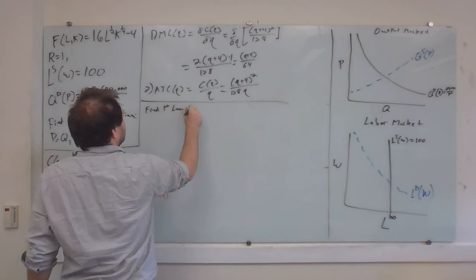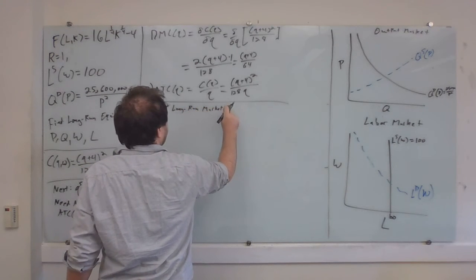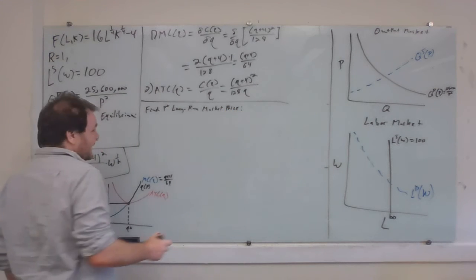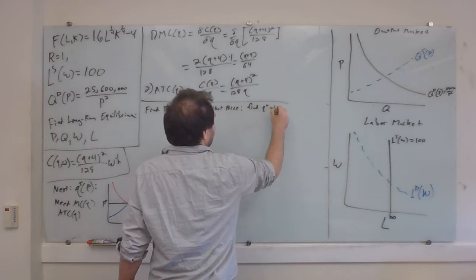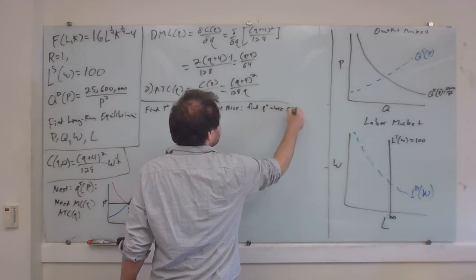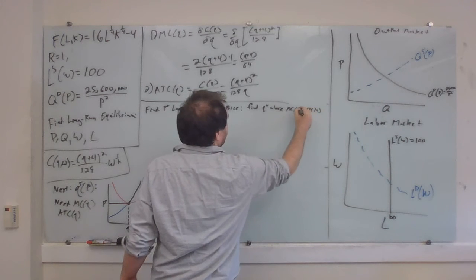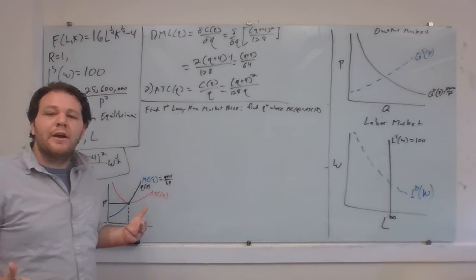Long-run market price. Price starts with a P. And we're going to do this by finding Q star, where marginal cost equals average total cost. And then we'll be able to figure out P from Q star.